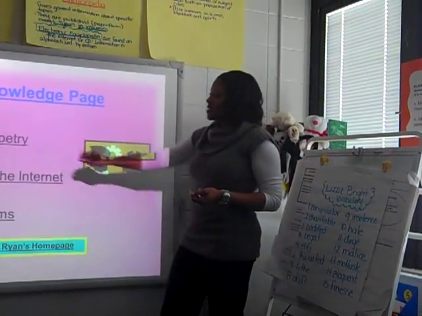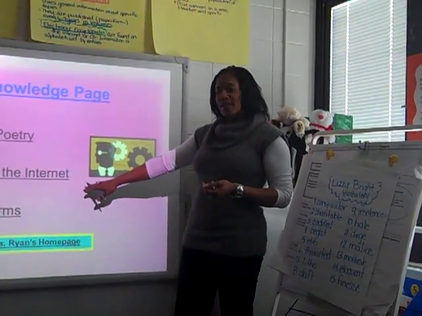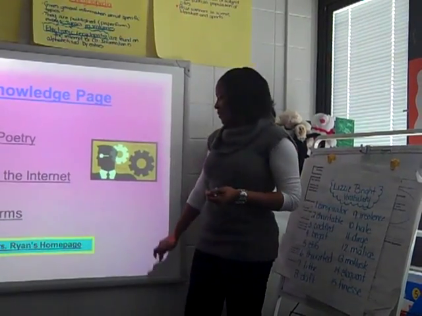It says the steps of poetry. That's what we're going to go through, how to use it, and then the terms.